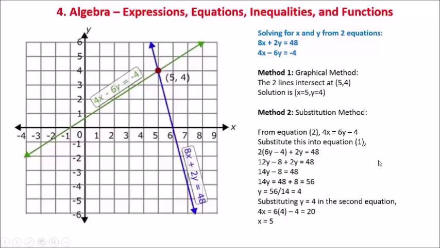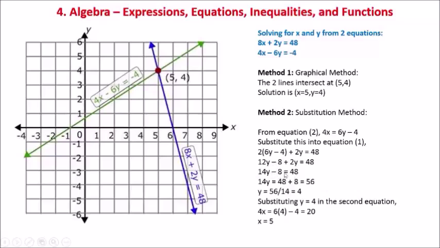So what I have done with the substitution is that now I have an equation in exactly one variable y. Now I know how to solve this, right? So that's how the substitution method works. So now you simplify. 2 times 6y is 12y. 2 times minus 4 is minus 8. And then plus 2y is 48. Okay? So now like terms, 12y plus 2y, 14y, minus 8 equal to 48.